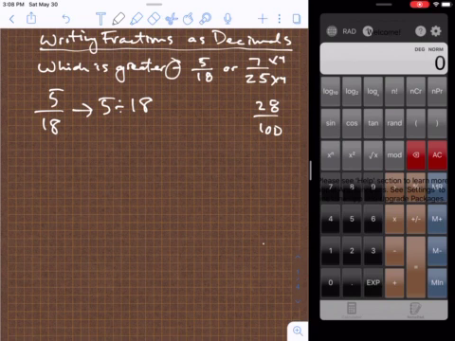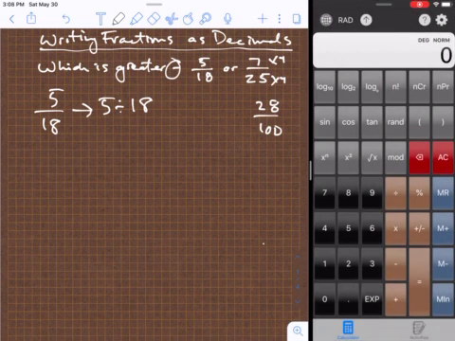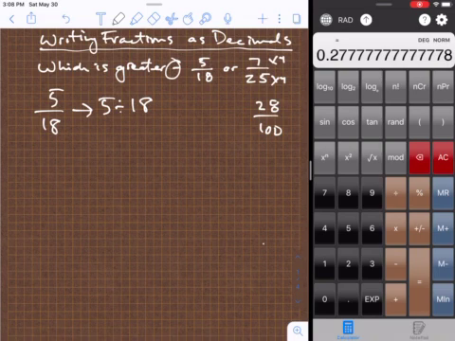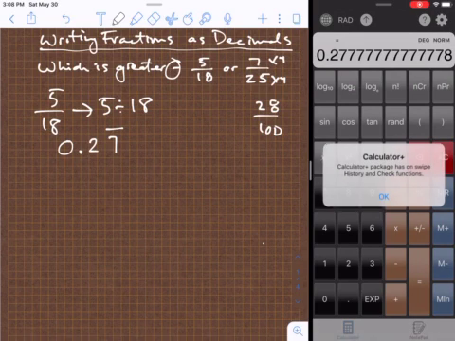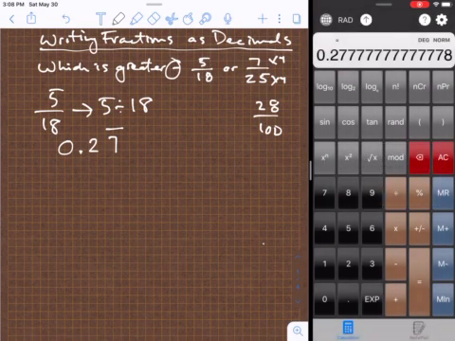All you have to do is go 5, and you plug it in, and I don't know why my calculator's not working. All right, 5 divided by 18, you hit equals, and you get a repeating decimal: 0.27 repeating. I can tell it's repeating because those sevens just keep going on and on. The only reason it's 8 at the end is because they're rounding it up.